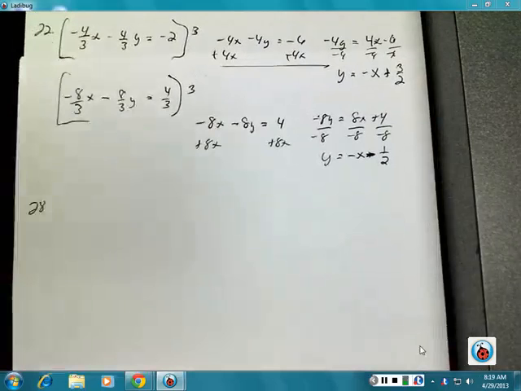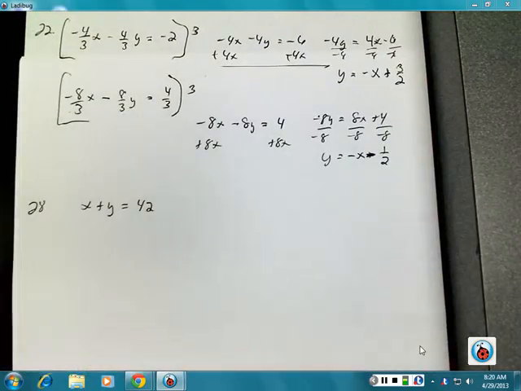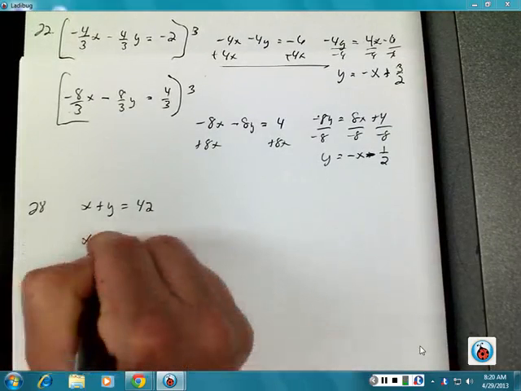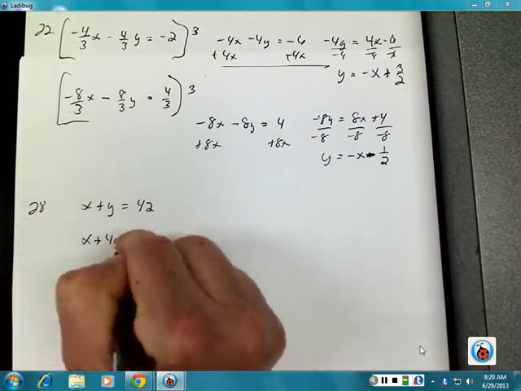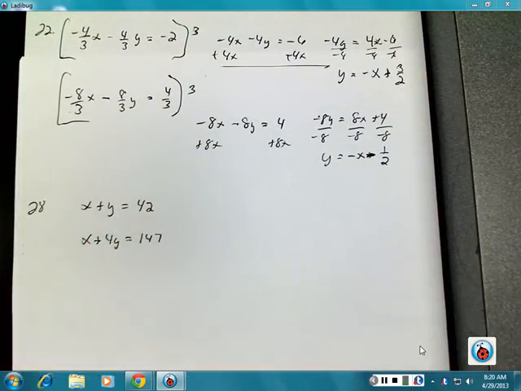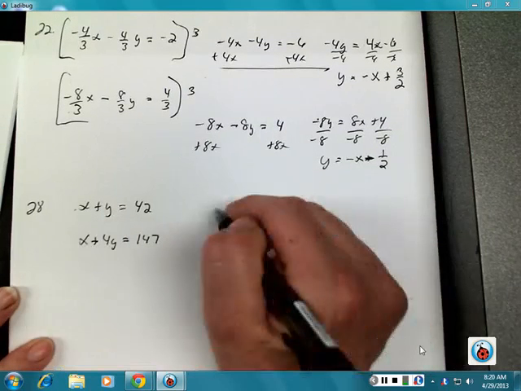28, last time we set it up to be the sum of two numbers is 42, so x plus y equals 42. And then it says the sum of the smaller and 4 times the larger, so we're going to make x the smaller. So the smaller plus 4 times the larger is going to equal 147. Okay? All right. So now I would probably use elimination or addition on this one, because I can change the sign really easily.